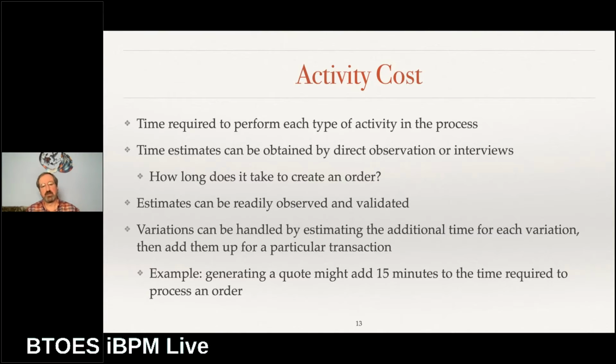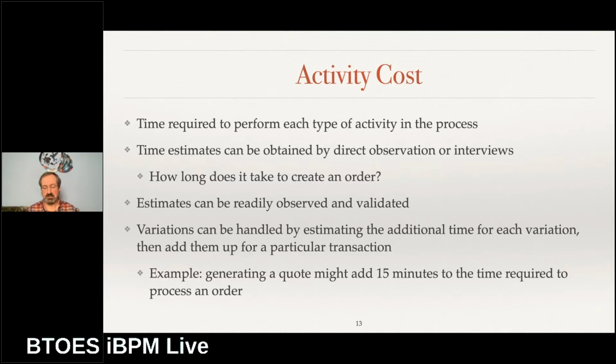Activity cost, this is how long it takes to do something. And we always measure this in minutes, again, because you can change the cost by just changing the budget of the department without actually changing the process at all. So you might have what appears to be an improvement, but you haven't actually changed anything. And this is the time required to do each activity in the process.